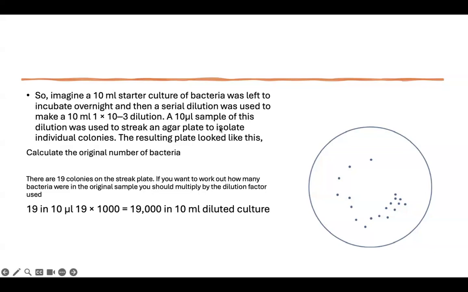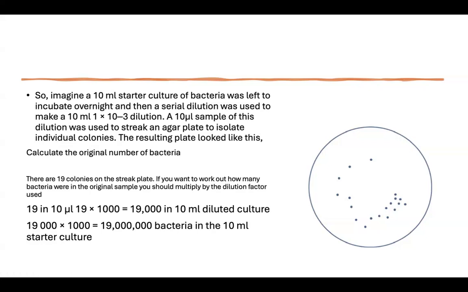So now we've worked out how much is in the 10 milliliter diluted culture. The next step is to then multiply it by 1,000 because we're going to the starter culture. And I think someone explained that quite well, because you're doing 10 to the power of 3. Don't get tricked by the numbers, but remember it's a 2-step thing. You have to find out what's in the 10 microliter sample and then work out what's in the 10 milliliter sample. That's why we're timesing by 1,000 and then by 1,000 again, which is where we're getting the 19 million overall. Just remember that is a 2-step process.